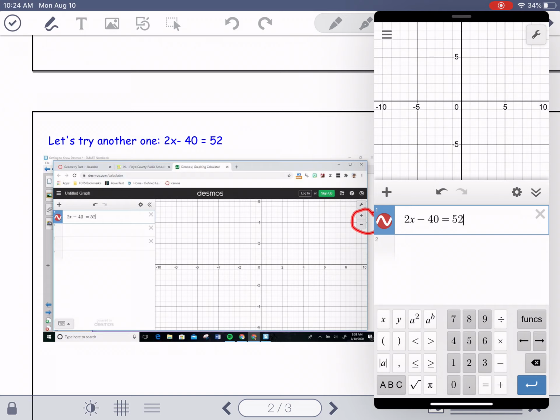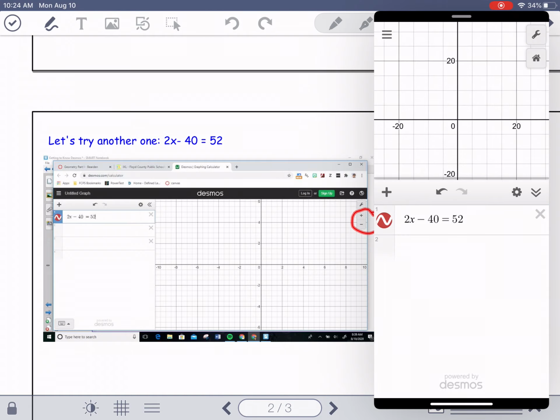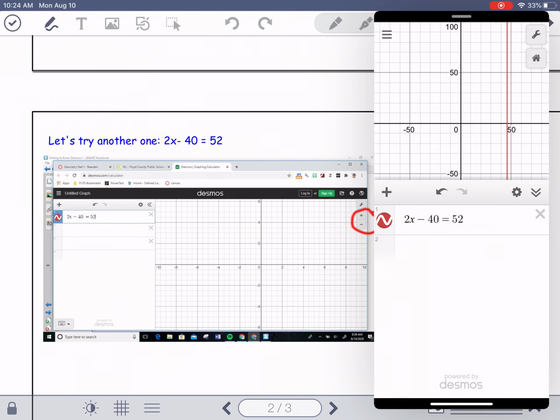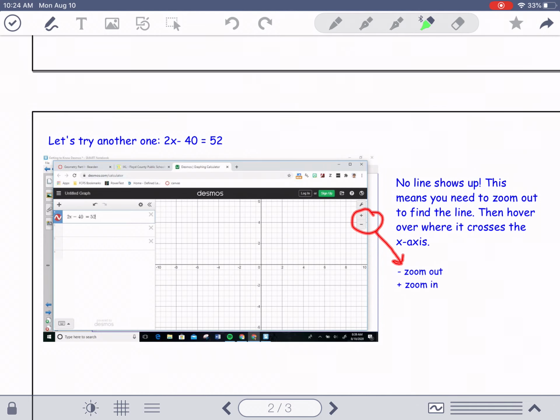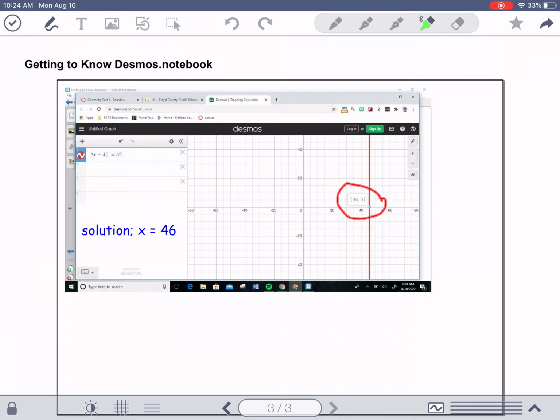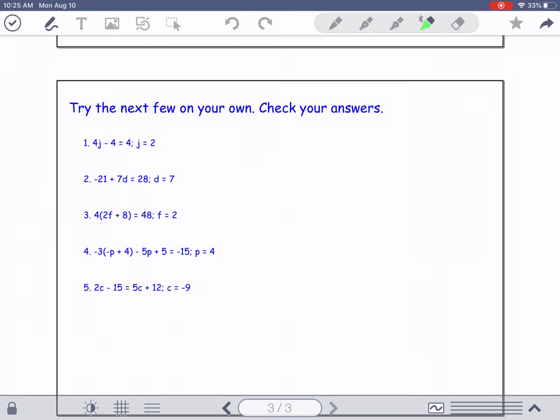So what you'll have to do if your answer doesn't show up is zoom out. Now, I had to zoom way out to get the answer right there of x equals 46. What you might have to do is use a plus or this minus sign over here on the right-hand side of your Desmos page. That will let you zoom out and in. And when you do that, you hover above where it crossed the x-axis. You saw me do that with my app. And that's going to give you the answer of 46. So x equals 46.